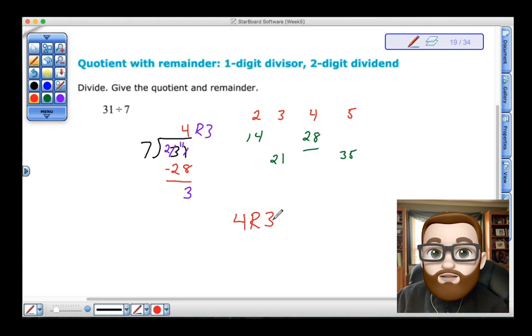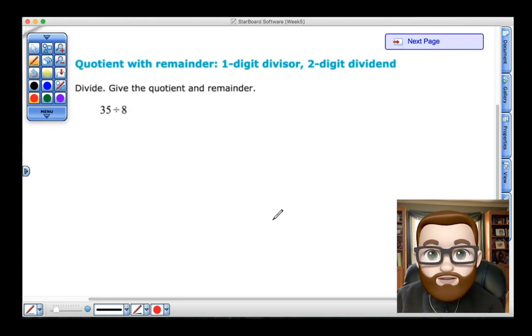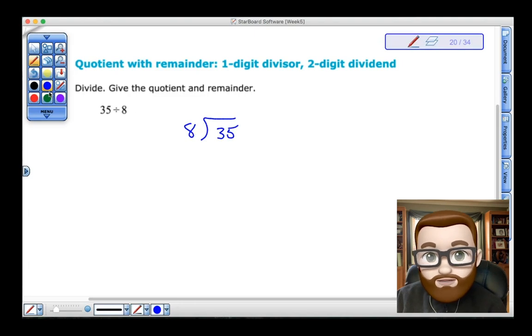All right. Next problem, 35 divided by 8. So I want to rewrite this so that I have my 8 going into 35. And since I'm working with 8, I want to work with the multiples of 8. So if I'm going to have 2, 3, 4, I'm going to say 5. And I'm going to write these numbers down. I'm going to multiply all of these by 8.